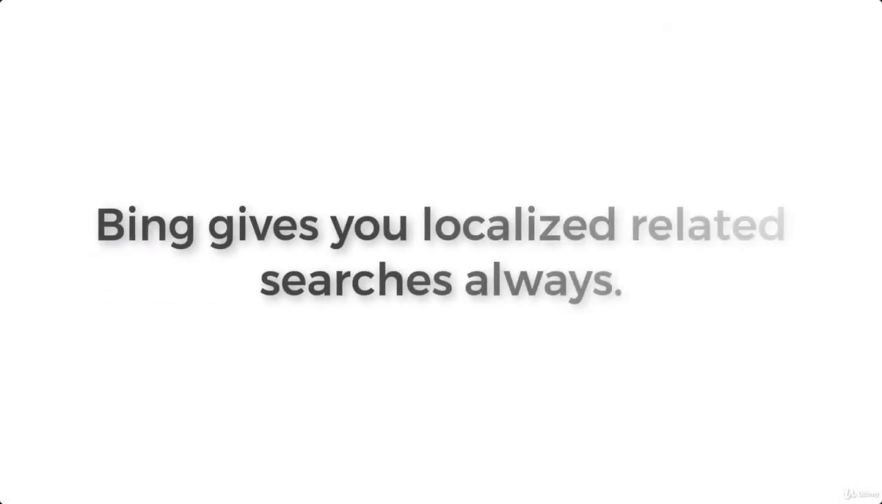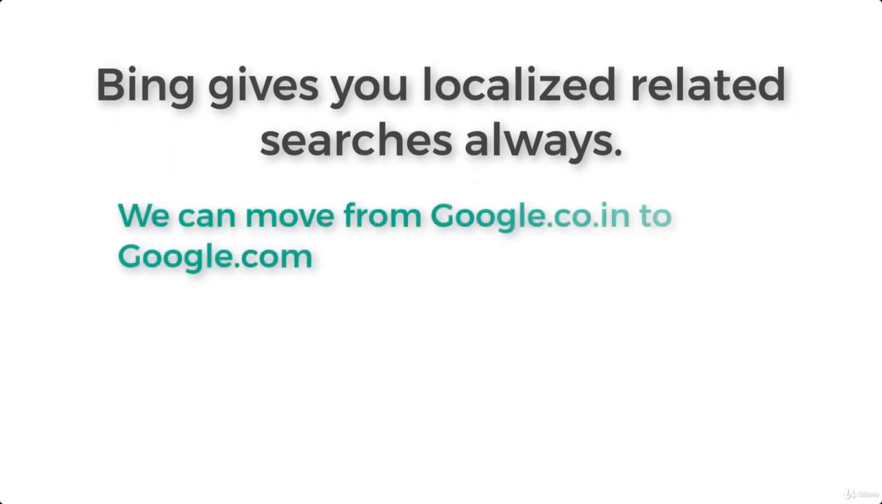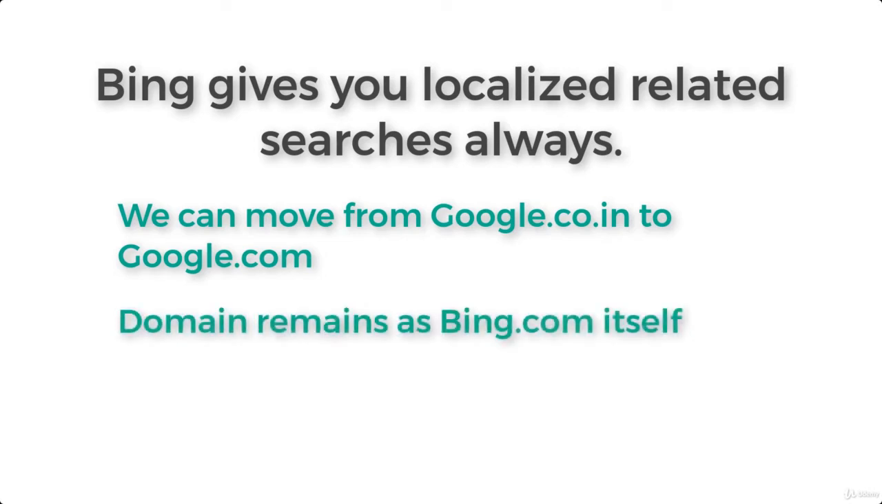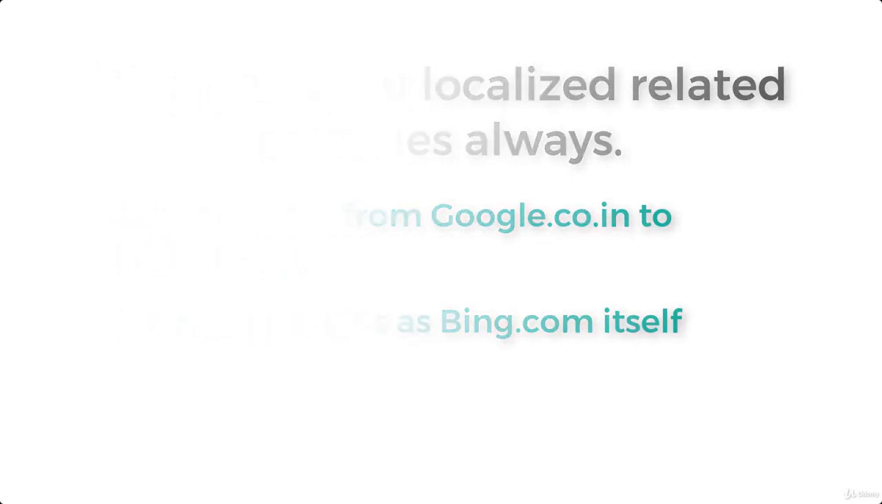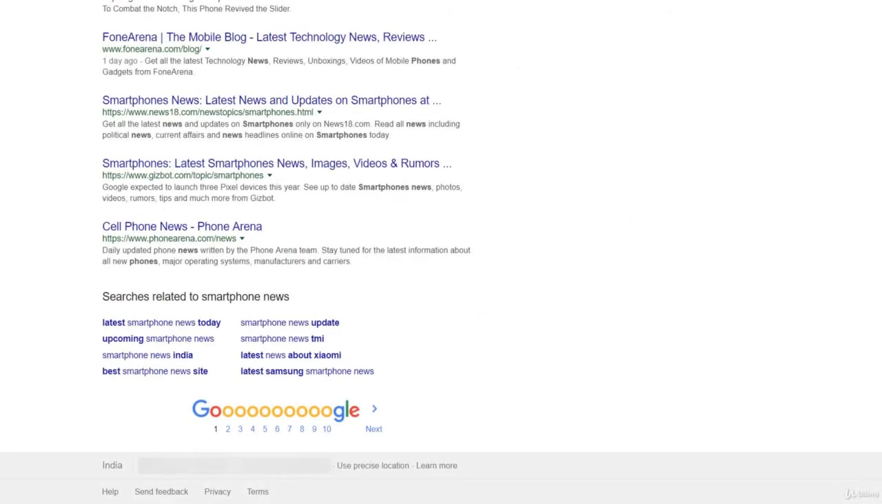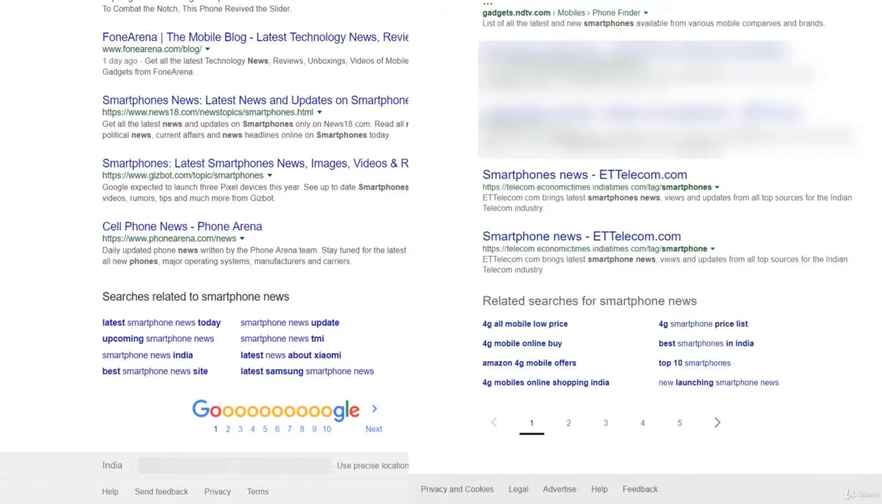But the only drawback with Bing is it always gives you localized related searches. In Google, we could move from google.co.in to google.com, whereas in Bing, it always gives you the localized results. However, the domain remains as bing.com itself, so we cannot do anything manually here. Here come the suggestions for the keyword smartphone news in Google and the same in Bing.